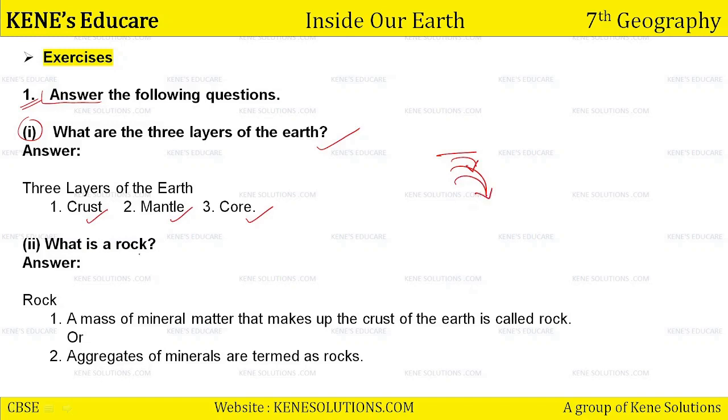Second part, what is a rock? Rock क्या होता है? Rock is basically an aggregate of minerals. Mineral elements का बना हुआ aggregate ही rock होता है. A mass of mineral matter that makes up the crust of the earth is called rock. Or you can say the aggregates of mineral are termed as rocks.